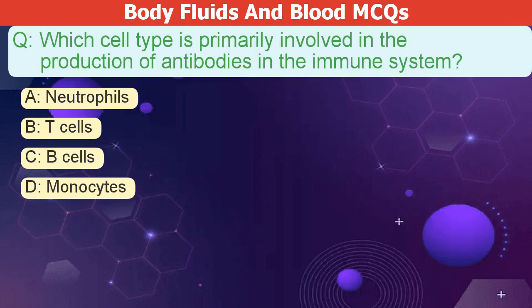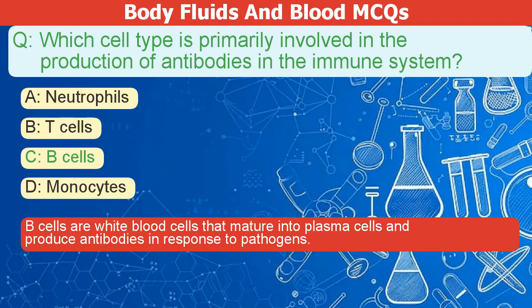Which cell type is primarily involved in the production of antibodies in the immune system? A. Neutrophils. B. T cells. C. B cells. D. Monocytes. The correct answer is C. B cells are white blood cells that mature into plasma cells and produce antibodies in response to pathogens.